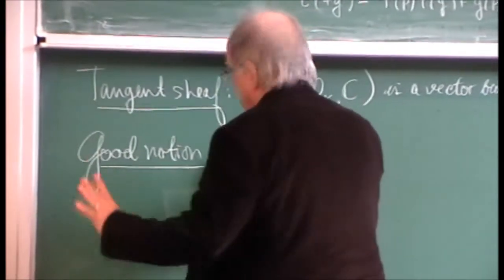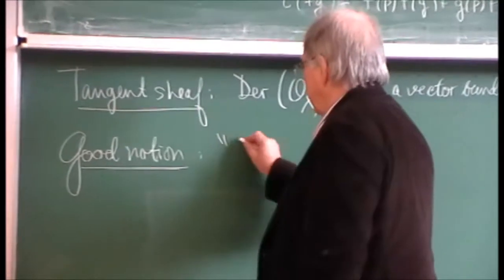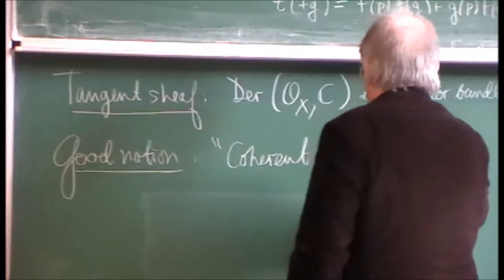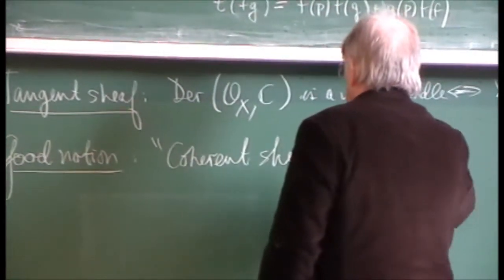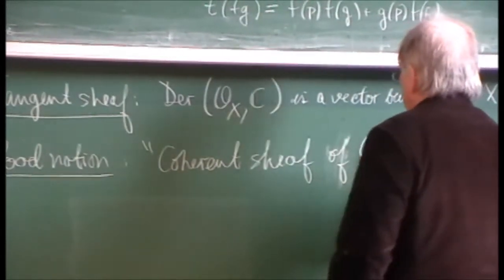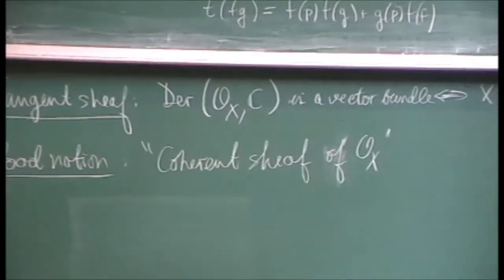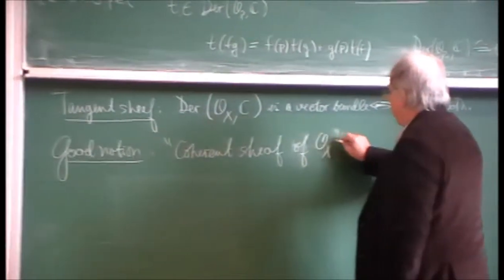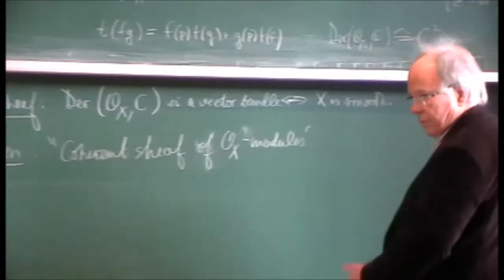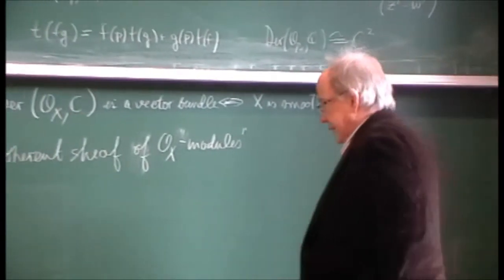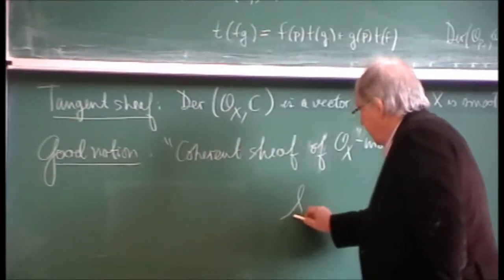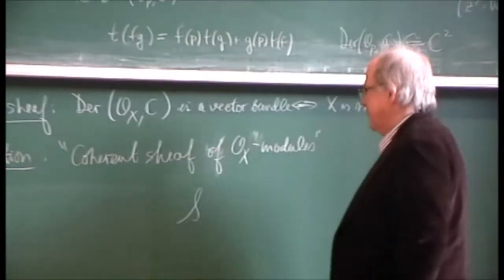But the good notion, I just want to tell you this, I'm not going to dwell on it, is the notion of a coherent sheaf of O_X modules. So we'll start with a complex space. Here's the sheaf of holomorphic functions. And we want to go over here to sheaves of O_X modules. A vector bundle will be such. So let's say a coherent sheaf of modules S. So the sheaf.